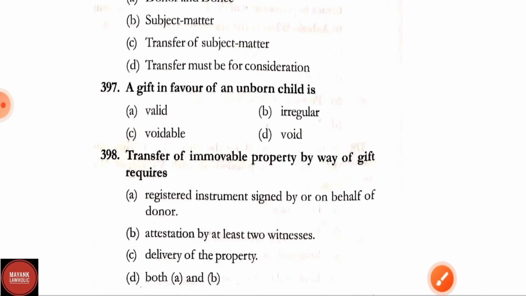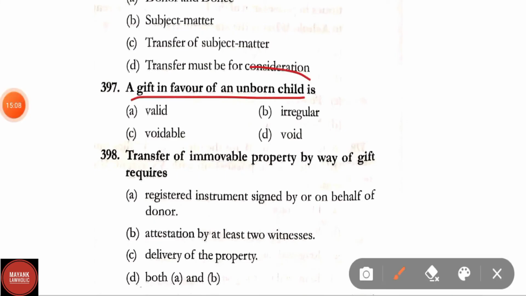Question number 397. A gift in favor of an unborn child is valid, irregular, voidable, void. It will be void.